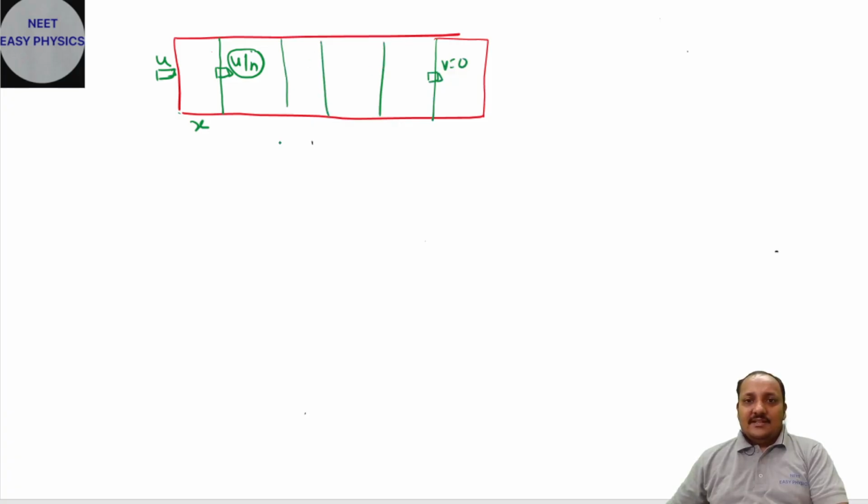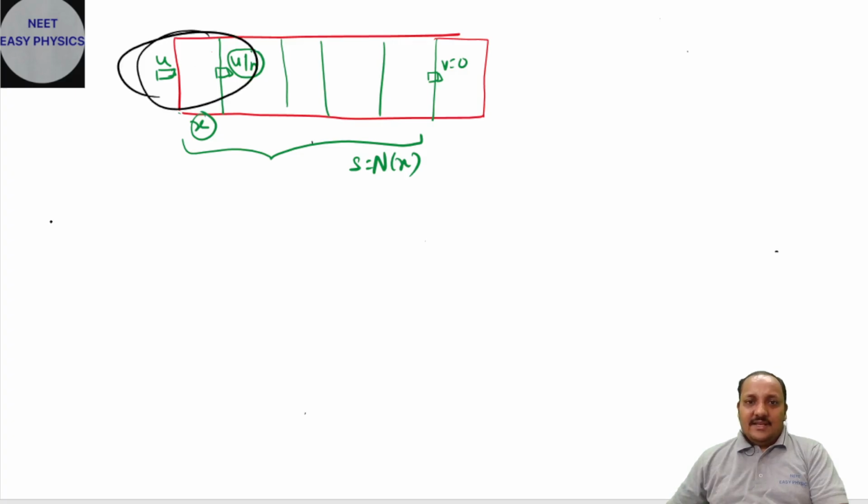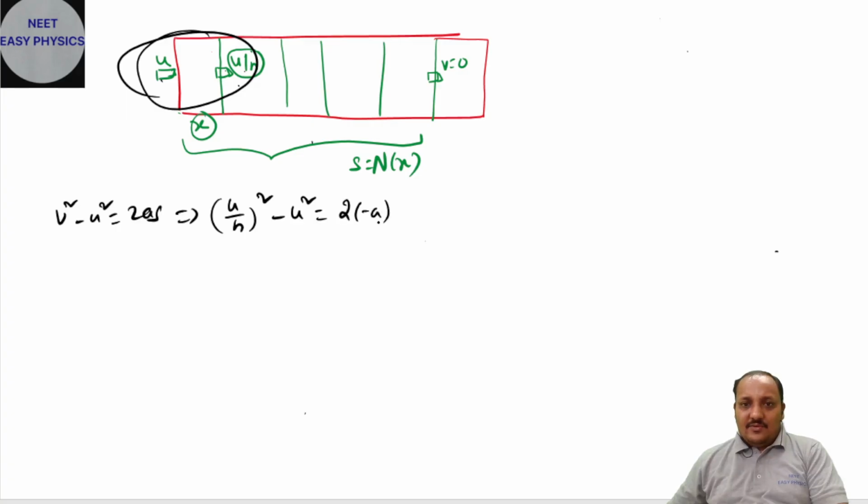So if each plank length is x, and the total number of planks is N, the total distance is going to be Nx. First we'll apply the equation for this case. v square minus u square equal to 2as. Initial velocity is u, final velocity u by n. So u by n whole square minus u square equal to 2 into negative acceleration, and distance is x, so minus 2ax equal to u square by n square minus u square. Call it equation number 1.